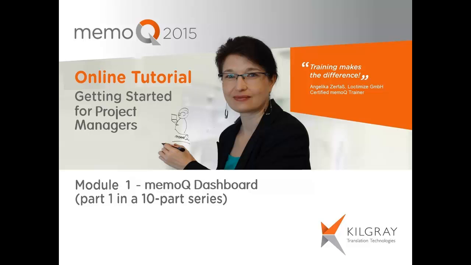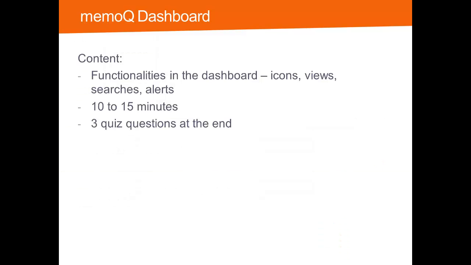In the first module of this 10-part series, we will look at the memoQ dashboard. We will see what kind of information you can get about your projects on the dashboard, how to filter them, and what the differences between the dashboard for translators and the one for project managers are. This module will take between 10 and 15 minutes to go through. At the end, there will be three questions to test your understanding of the topics that were covered.